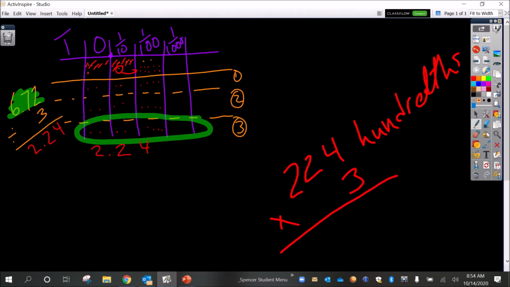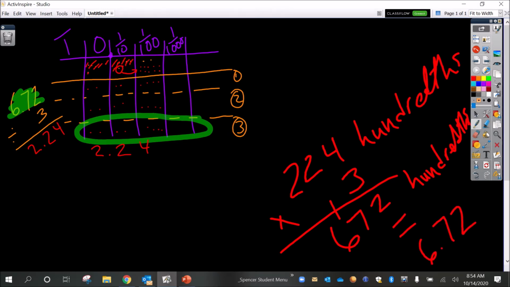Well, 3 times 4 is 12. 3 times 2 is 6, plus 1 is 7. 3 times 2 is 6. 672. I know those were hundredths. So that equals 6.72, which is exactly the right answer.